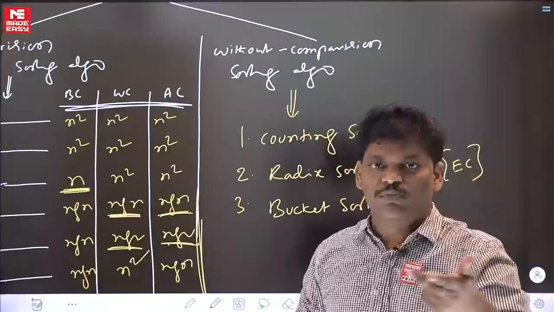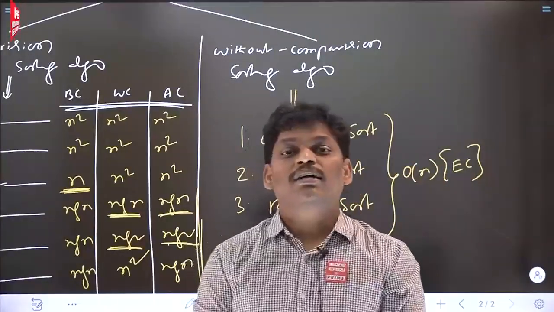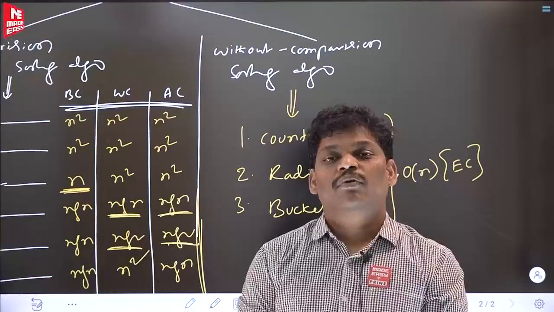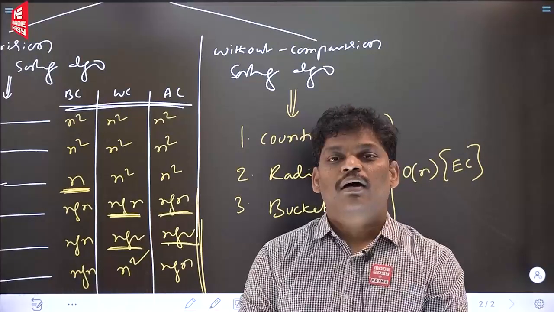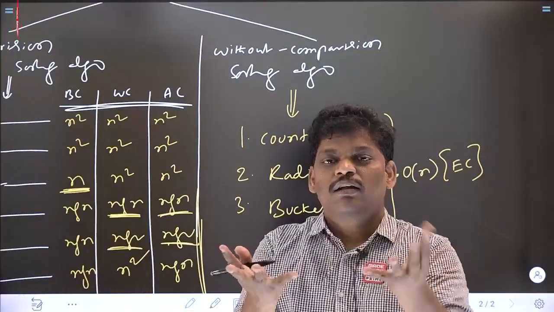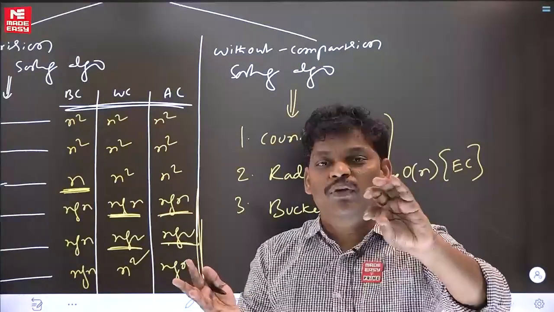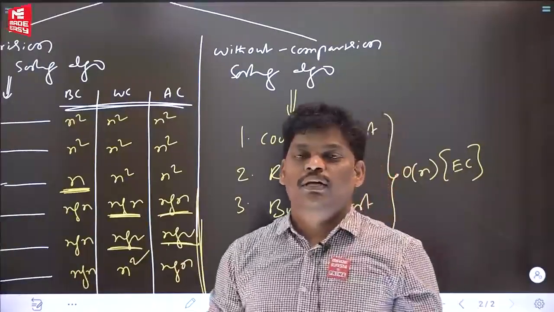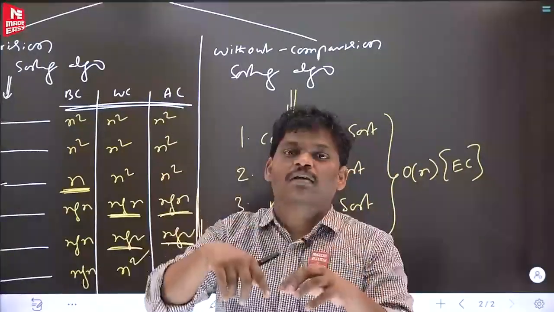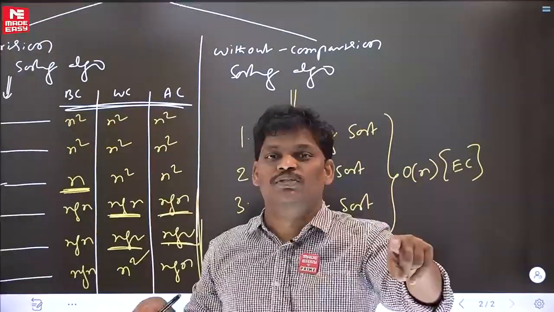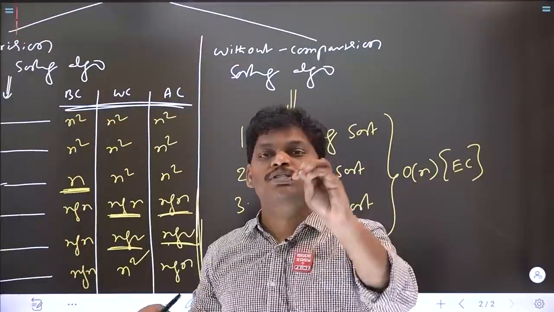Next one, radix sort. Radix sort time complexity is order of n with a condition. N elements are there, and if you verify the elements, every number contains a constant number of digits. For an array of n elements where every element contains constant digits, radix sort time complexity is order of n.